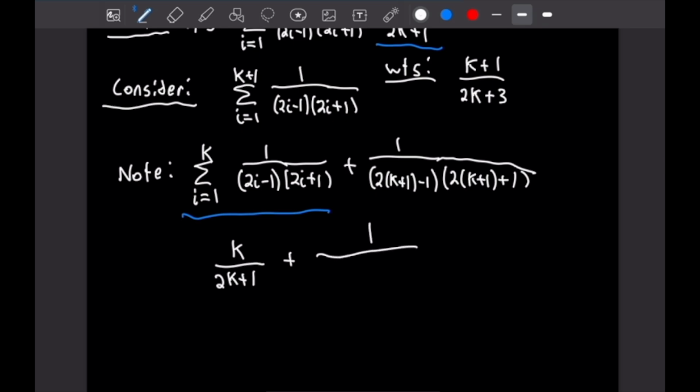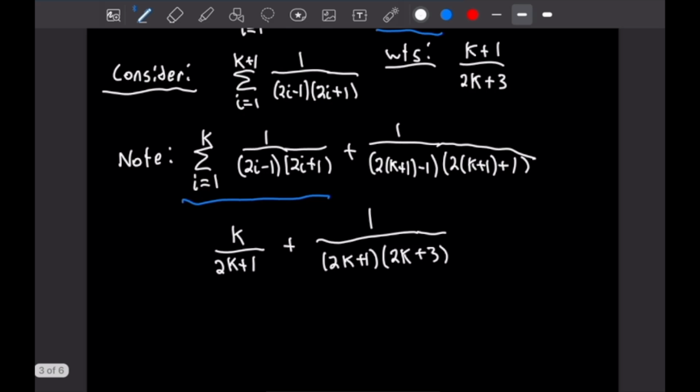We'll have 1 over, and let's go ahead and simplify this a little bit. We will have 2k plus 1. And then for our second one, we will have 2k plus 3. Great. So let's go ahead and combine our terms here by getting a common denominator. We're going to multiply the left-hand side by 2k plus 3 over 2k plus 3.